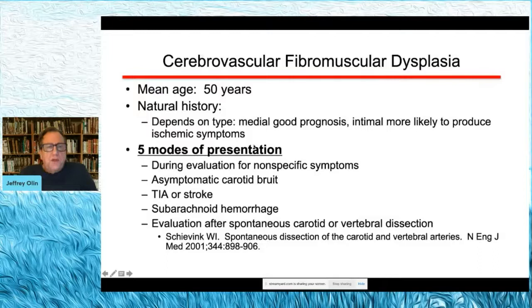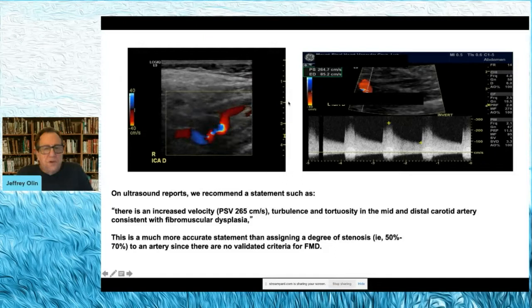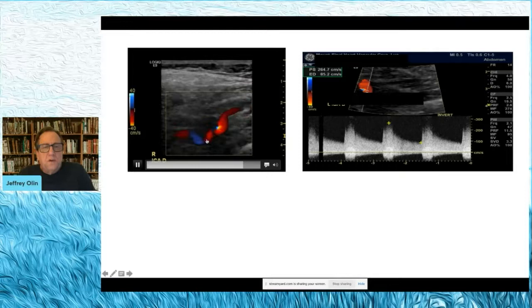And carotid artery involvement can present with nonspecific symptoms: dizziness, wooziness, a doctor who listens and hears a bruit, a patient who tells you they have pulsatile tinnitus, a stroke, a subarachnoid hemorrhage, or evaluation after a spontaneous carotid or vertebral dissection. And we've gotten quite good with ultrasound on this because you have to look high up. So if you don't look high up, you're going to miss this.